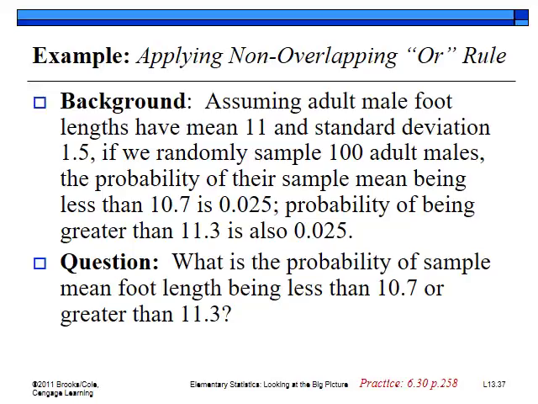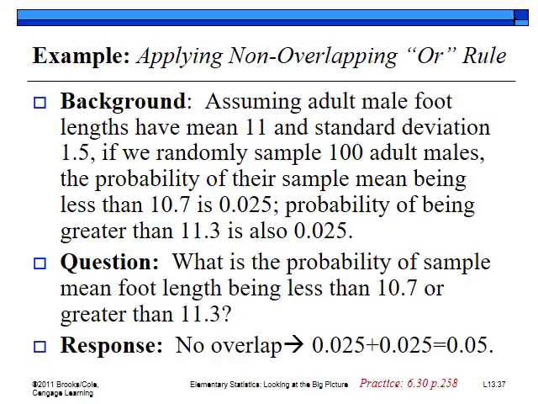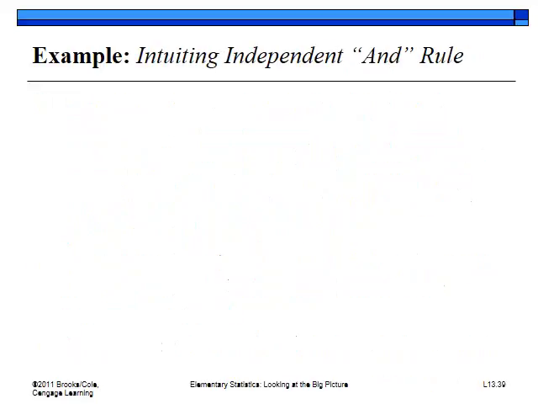What is the probability of the sample mean foot length being less than 10.7 or greater than 11.3? Well, the numbers less than 10.7 and the numbers greater than 11.3 do not overlap. So we can add the probabilities and get a result of 0.05 or 5%. Let's look at another rule.